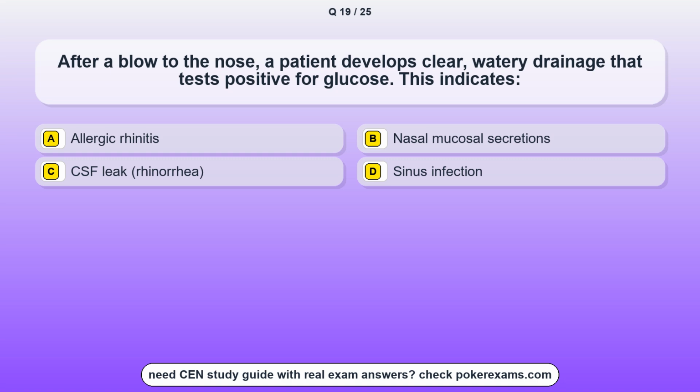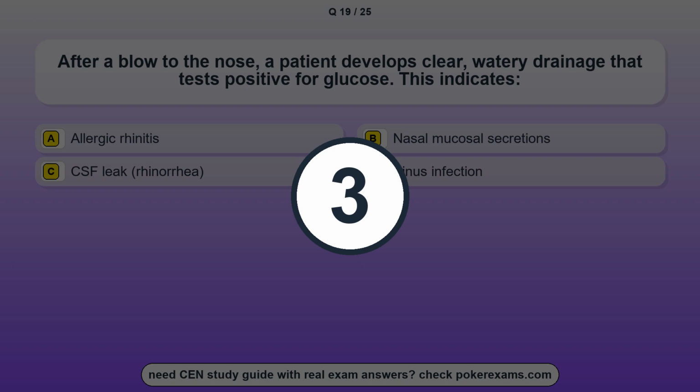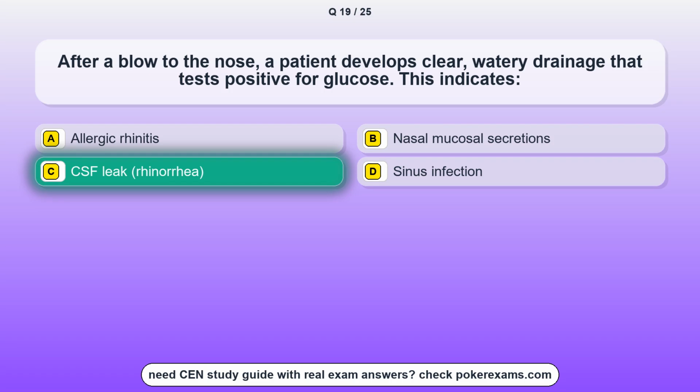Question 19. After a blow to the nose, a patient develops clear, watery drainage that tests positive for glucose. This indicates option A. Allergic rhinitis. Option B. Nasal mucosal secretions. Option C. CSF leak, rhinorrhea. Option D. Sinus infection. The correct answer is option C. CSF leak, rhinorrhea.